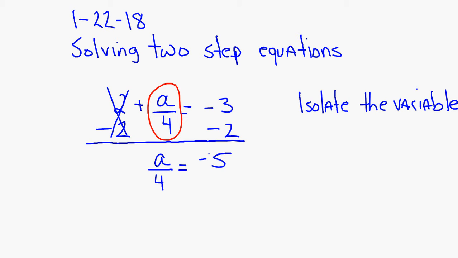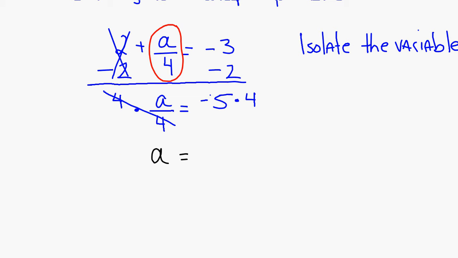And negative 3 minus 2 is negative 5. Now, by doing that first step, you've created a problem: a divided by 4 equals negative 5. And those are the type of problems you did all last week. So now the variable is being divided by 4, and you're going to do the opposite of that, which is to multiply both sides by 4. These 4's will cancel out. And you've got the variable by itself on the left-hand side now. So just this a is going to be equal to negative 5 times 4, which is negative 20. So there's your solution.